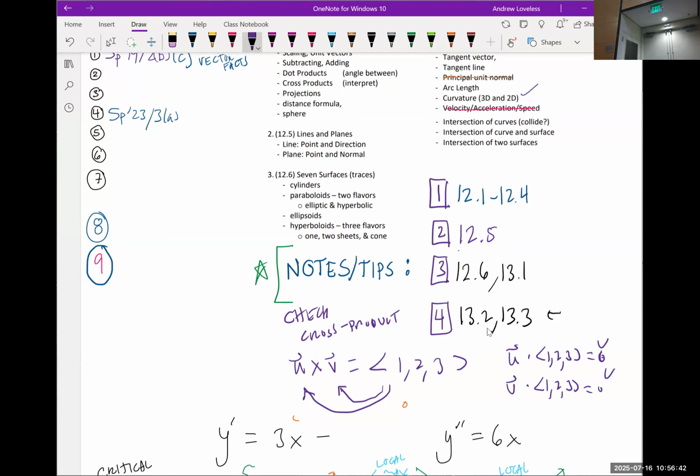So check your cross products. Check your equations for your lines and planes wherever possible. Like if it says give the equation of the plane that contains this point, you could check at the end that it actually contains the point. So build a few of those things into what you're doing.